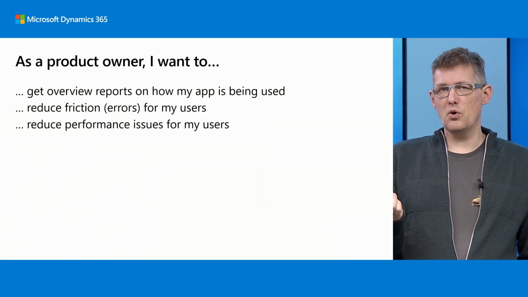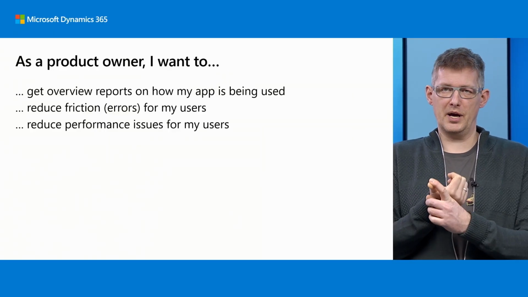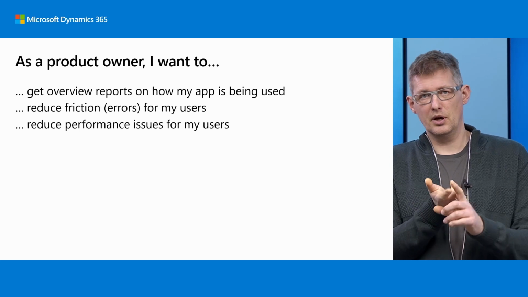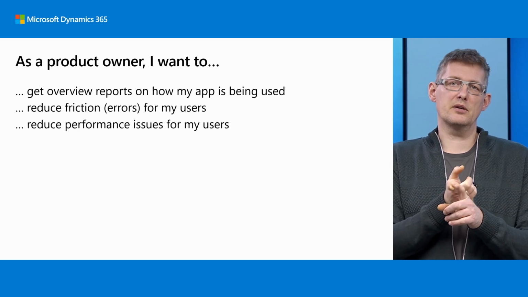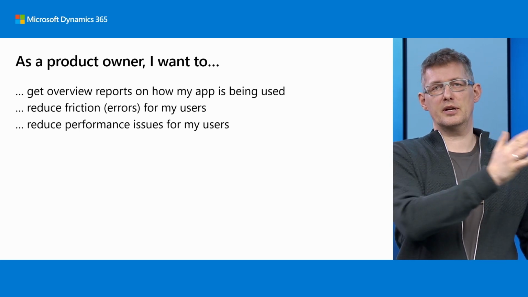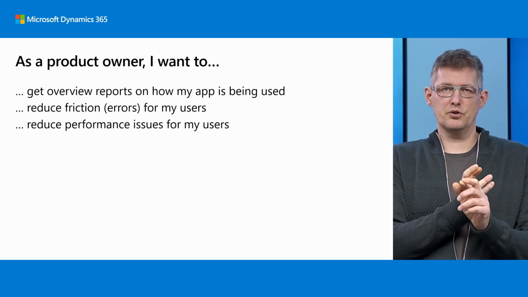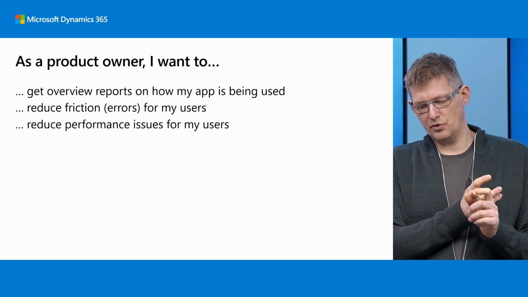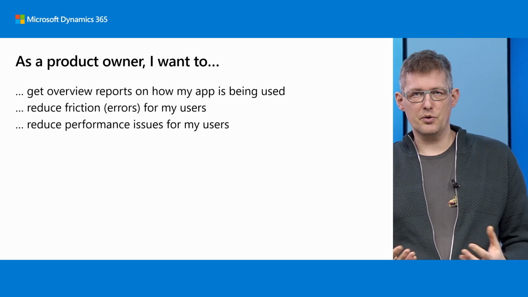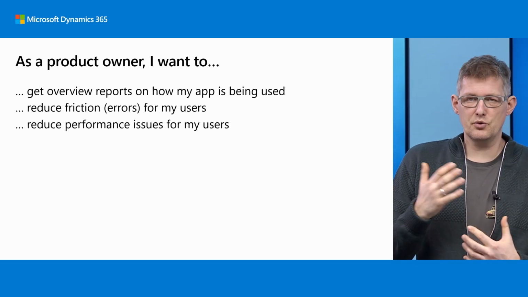Well, you want overview reports of how your app is being used across the world. You want to reduce friction and errors for your users, just like go live, and you want to reduce performance issues for your users. So let me show you a few of these. This could be a repeat of everything I did for the environment app. I won't do that. I'll just show you a few things that you can use as a product owner that you haven't seen before. So let me show you exactly that.